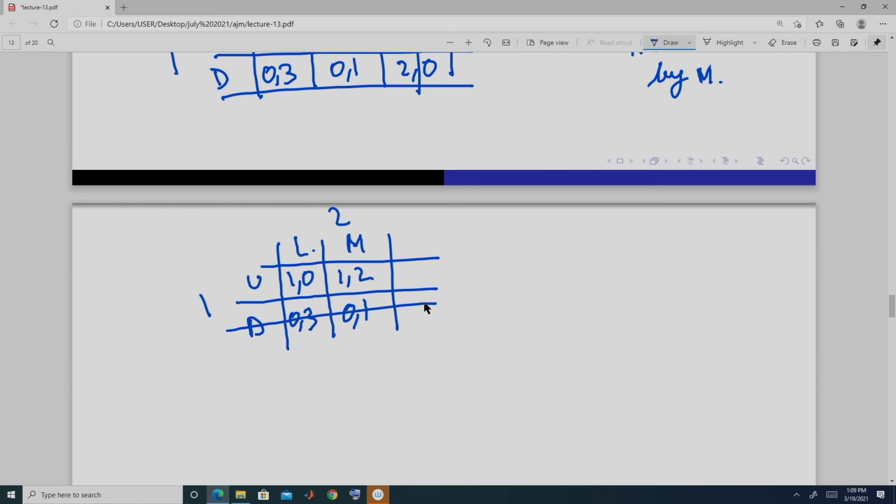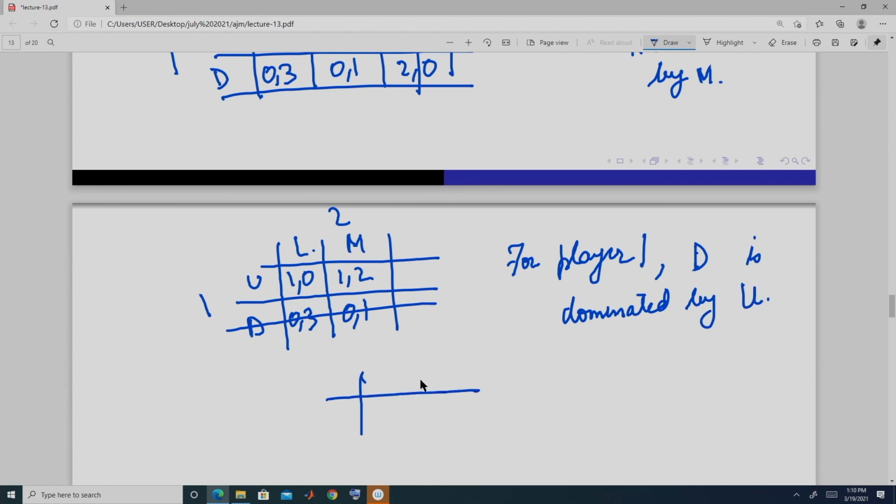So, this is dominated. For player 1, D is dominated by U. So, next is this. For player 1 there is only one action, that is U. For player 2 there are L and M, and from this we can remove L.